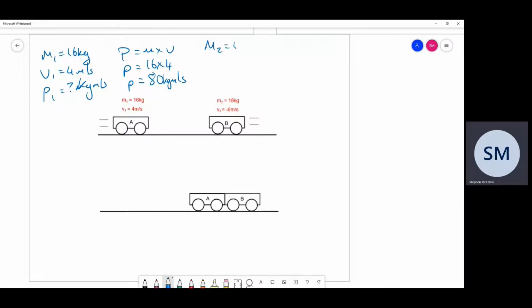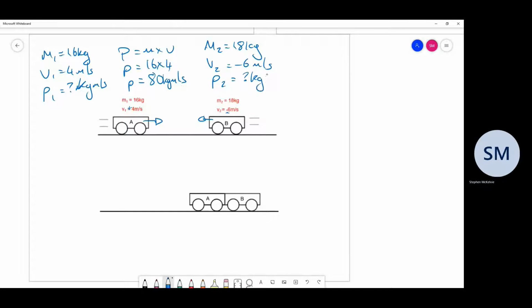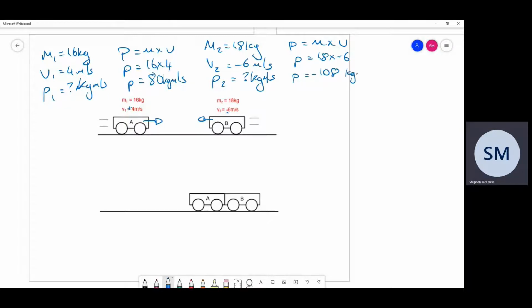Now it's important we look here, because I now have an object that is going in this direction and an object that is going in this direction. We've assigned this one as having positive velocity and this one as having negative velocity. So V2 is minus 6 meters per second. Give me my second momentum. 18 times minus 6. My momentum is equal to minus 108 kilogram meters per second.